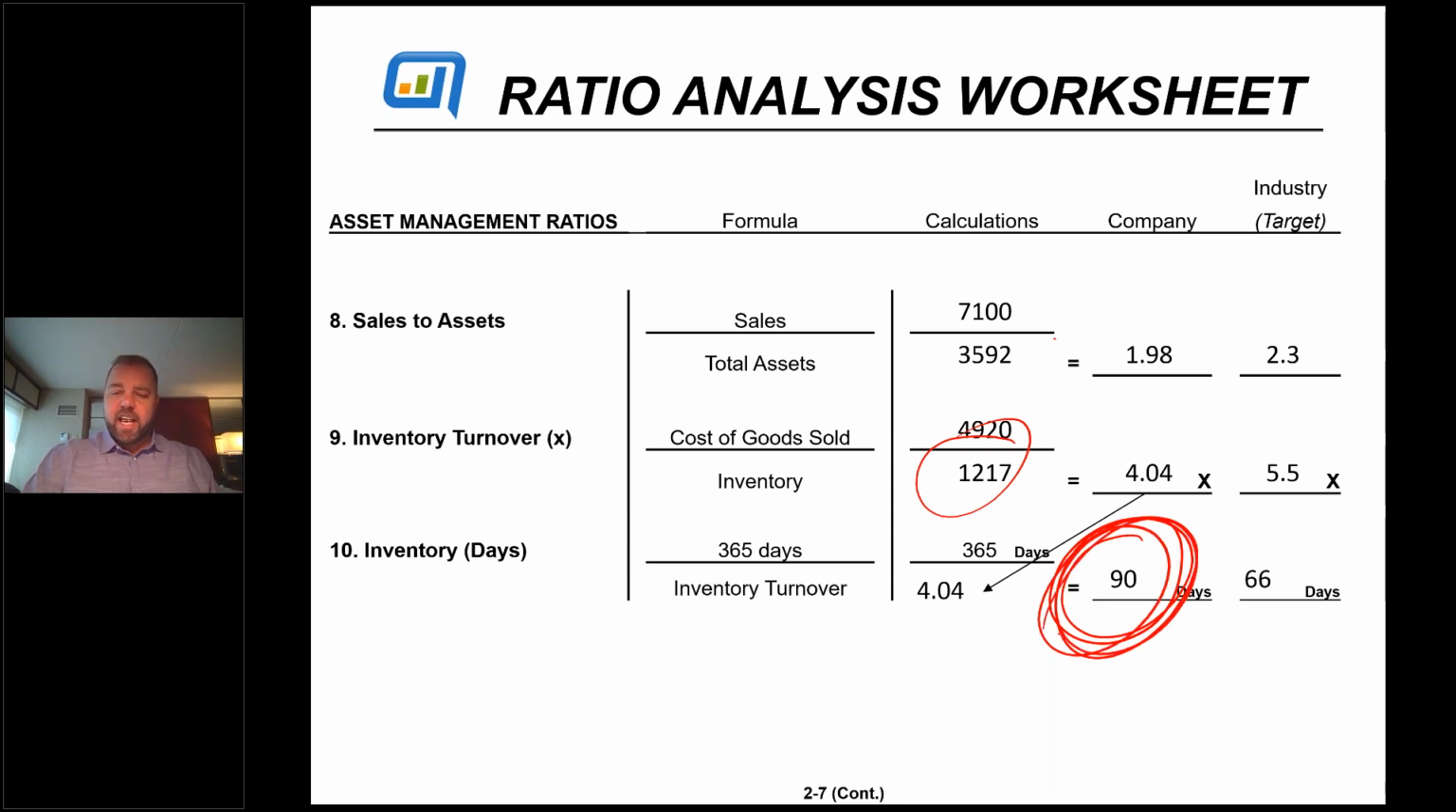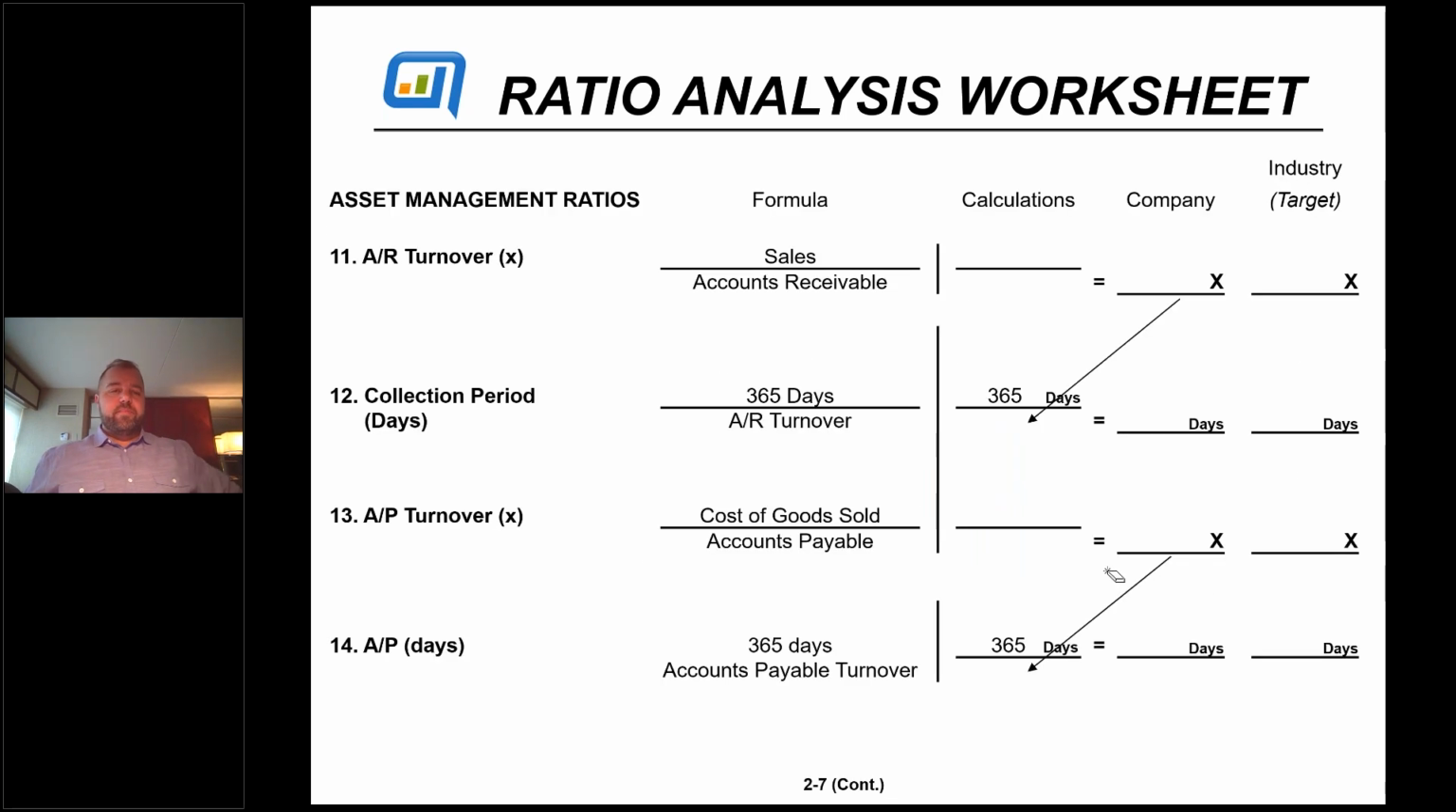So keep that to the side, 90 in inventory days. Our inventory sits for 90 days. Okay, the next two levers, AR versus AP. AR and AP, accounts receivable versus accounts payable.